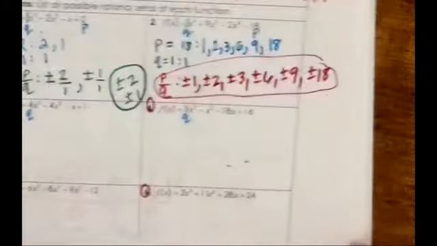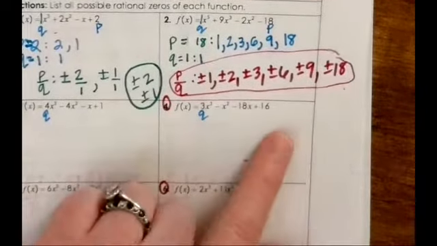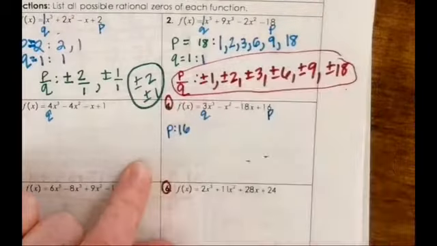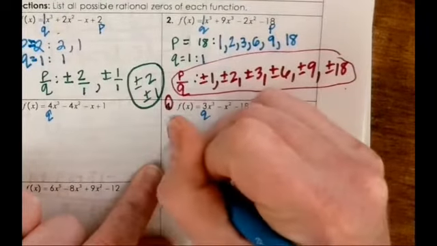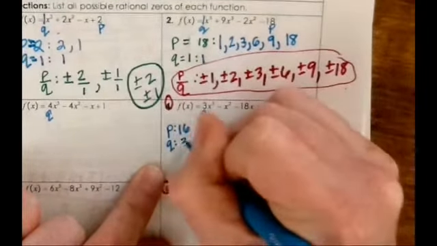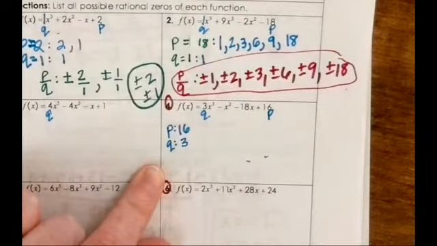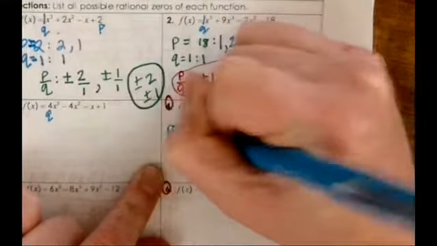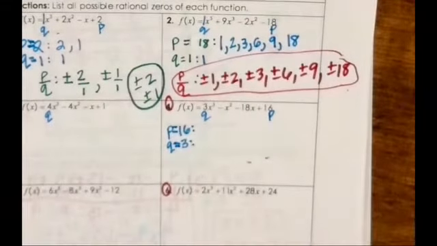Alright, so let's talk about 4. P is 16. We're going to write all those factors out. Q is 3. We'll write all those factors out. Okay? P equals 16, Q equals 3. Then let's write the factors out. So I'm going to write them low to high, but it actually doesn't really matter. It could be in any order.